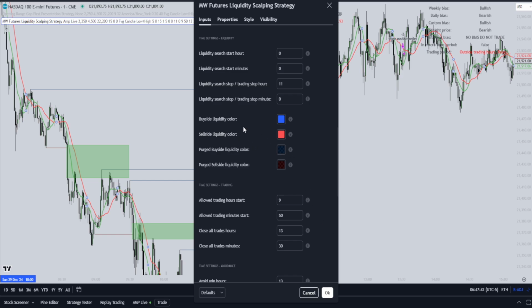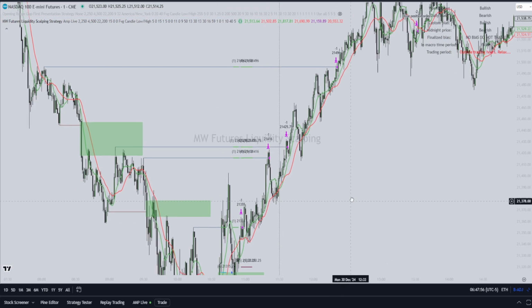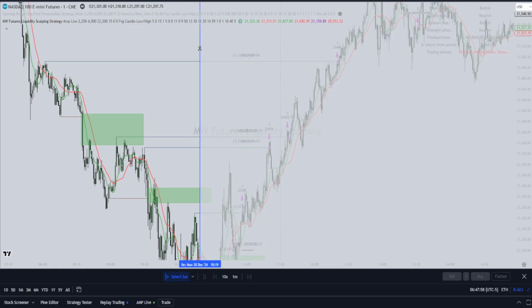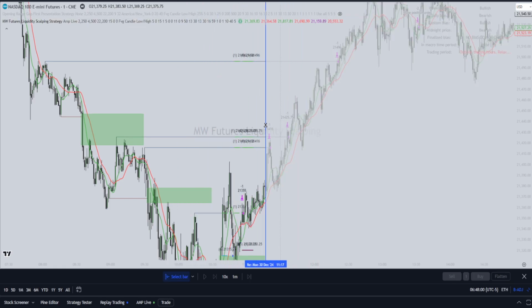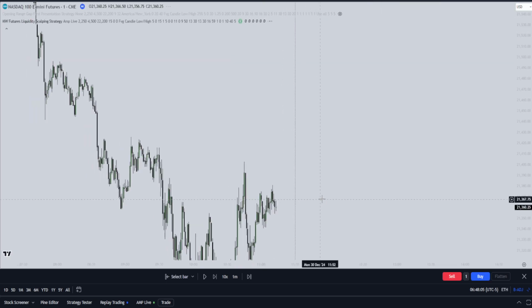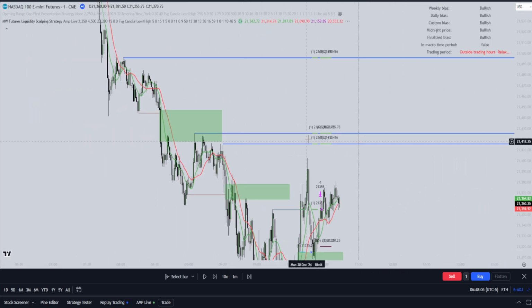Now let's have a look at the four next color options. This is very simple, so you can set a color for buy side and sell side liquidity that's not purged, and buy side and sell side liquidity that is purged. So if we, for example, right now would go into bar replay, as you can see, these lines currently are purged. But if we go into bar replay, we will see that they have the other color.